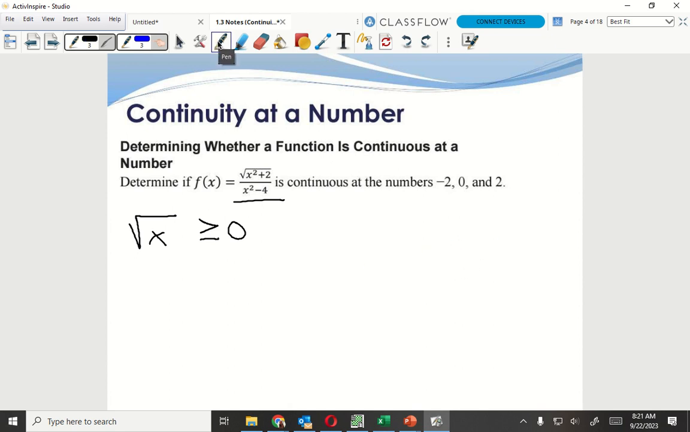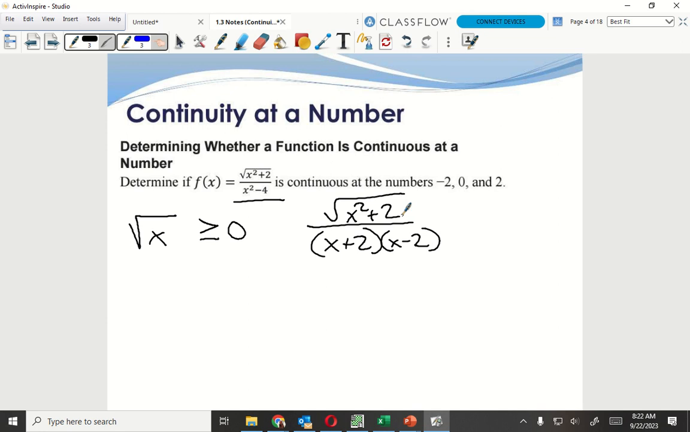Now, the next one, let's look at the bottom. So x squared minus 4. You should automatically think that that one right there, I identify that as being what? Perfect square? Starts with a D. Difference of squares. So on the bottom, I'm going to have x plus 2, x minus 2. And then my top will just stay the same for now, x squared plus 2.